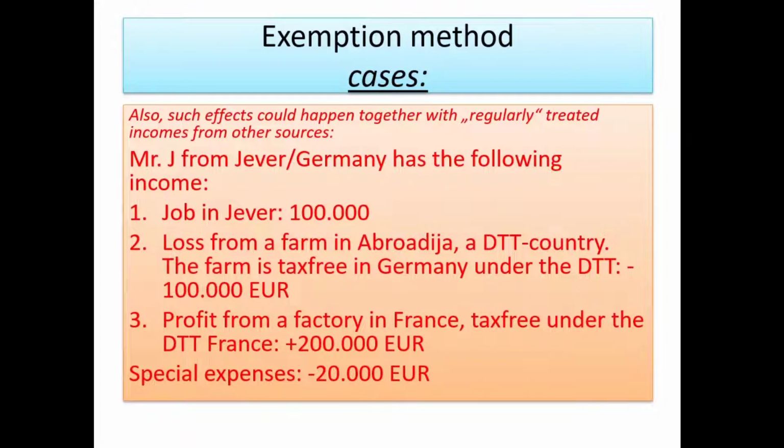Mr. J from Jever in Germany has the following income. A job in Jever, 100,000. The loss from a farm in Abrodia, a double taxation treaty country. The farm is tax-free in Germany under the DTT and has a loss of minus 100,000. And we have a profit from a factory in France, tax-free under the DTT France, 200,000. And the special expenses are 20,000. So we have to think about that now.